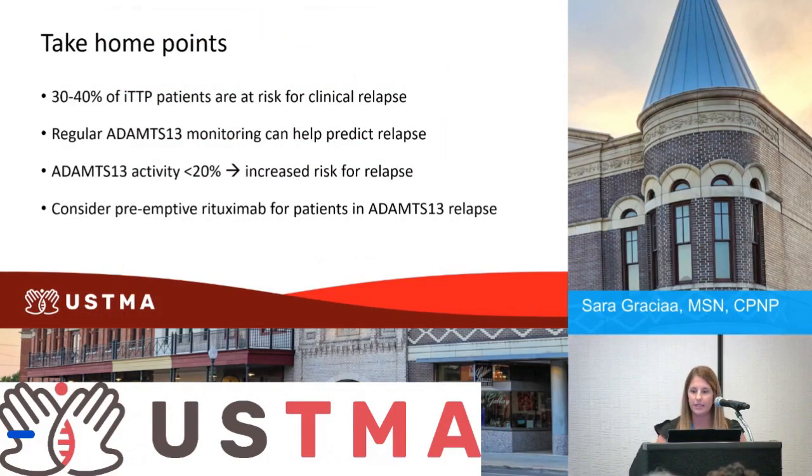All right, so in summary, we know that about 30 to 40% of patients are at risk of relapse. The ADAMTS13 should be assessed routinely, ideally every 3 months.